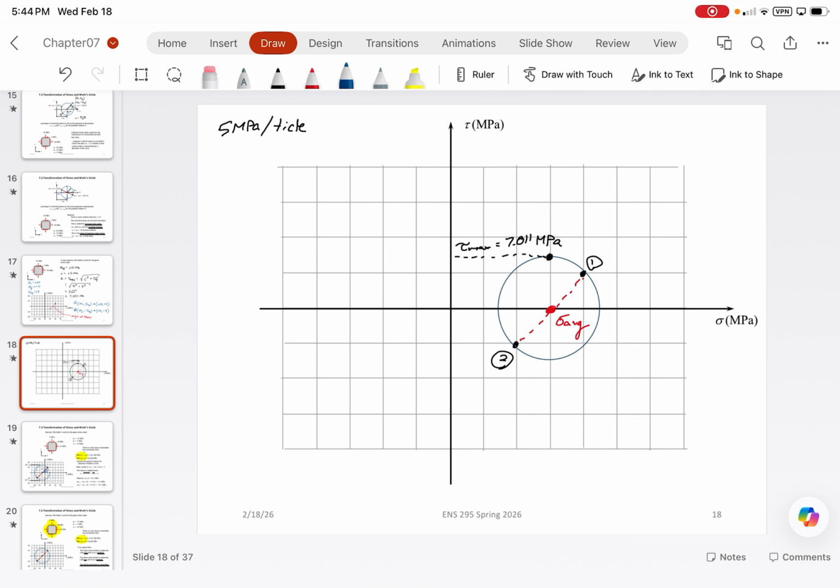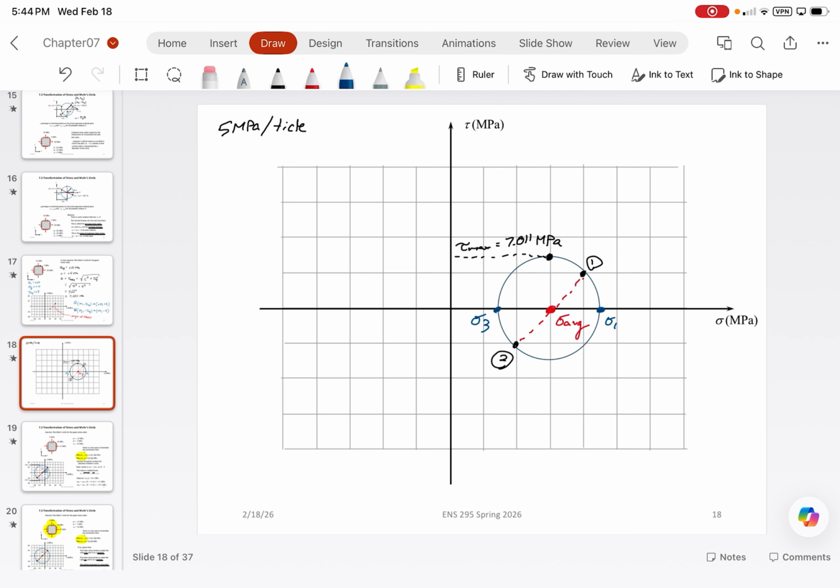Let's say we wanted to find that term sigma 1 and sigma 3, our principal stresses. All right, sigma 1 would just be right here. Sigma 3 would just be right here. How do you guys think we could calculate those? How would you guys break this down? Yeah. Just take the average and then plus or minus the radius.